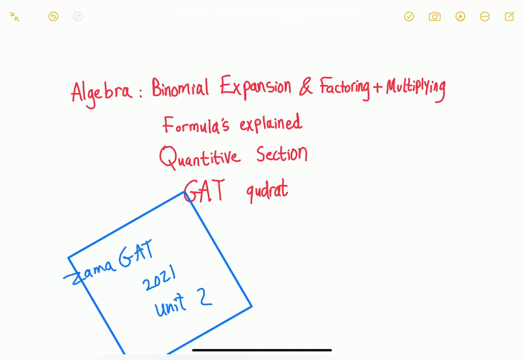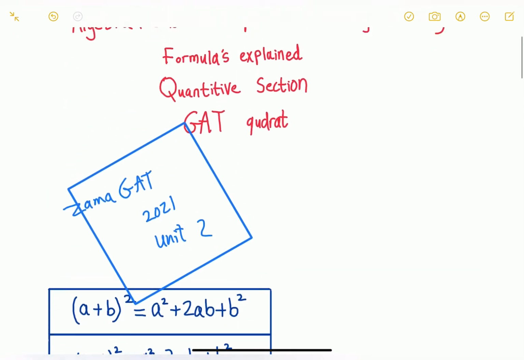Okay, so we will not only talk about that, we'll talk about binomial expansion and factoring plus multiplying. And the formulas are going to be explained. And this is a part of the quantitative section of the GAT exam.